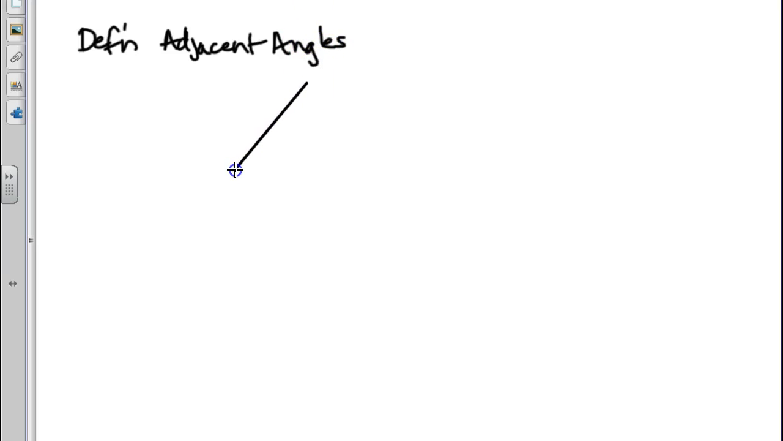All right, so first of all, let's talk about the definition of adjacent angles. This should go in your definition section. Adjacent angles are real cool, and you guys have probably seen this already. Adjacent angles are angles that share a common side and have the same vertex, but no interior points are common. So they share the same side and the same vertex.